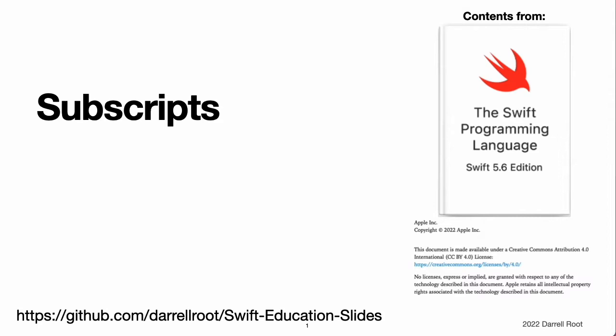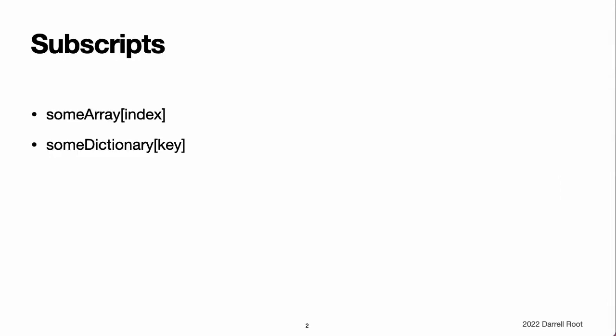Subscripts. Classes, structures, and enumerations can define subscripts, which are shortcuts for accessing the member elements of a collection, list, or sequence. You use subscripts to set and retrieve values by index without needing separate methods for setting and retrieval. For example, you access elements in an array instance as someArray[index] and elements in a dictionary instance as someDictionary[key]. You can define multiple subscripts for a single type, and the appropriate subscript overload to use is selected based on the type of index value you pass to the subscript.